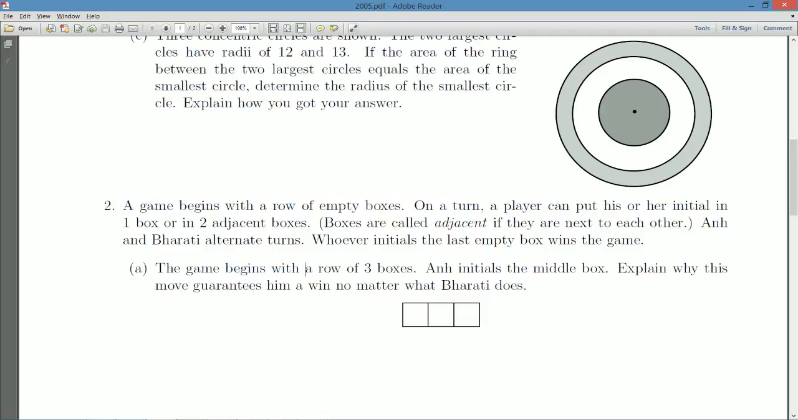So On and Bharati take alternate turns. Whoever initials the last empty box wins the game. The game begins with a row of 3 boxes. We're in part A now. On initials the middle box. Explain why this move guarantees him a win no matter what Bharati does.